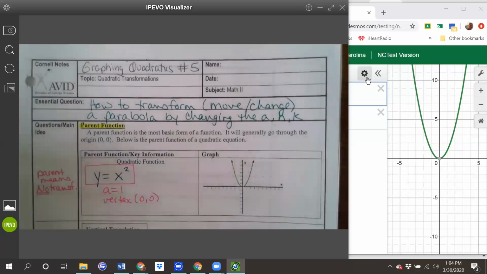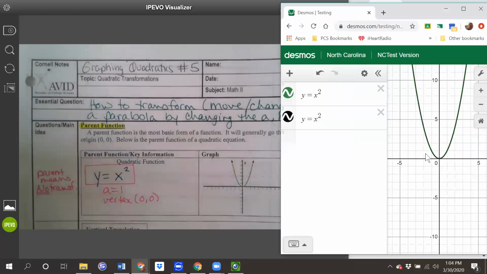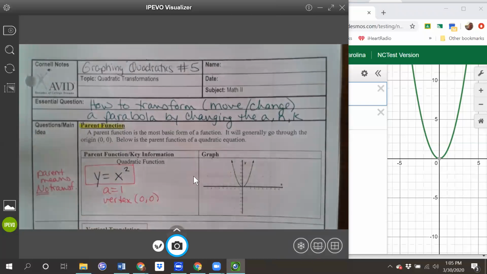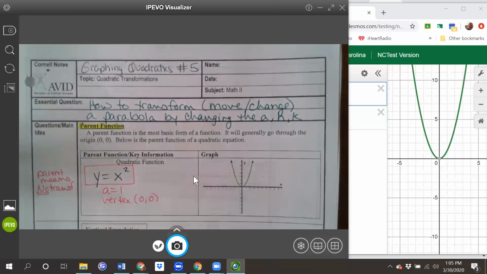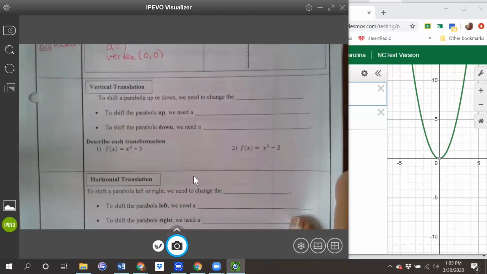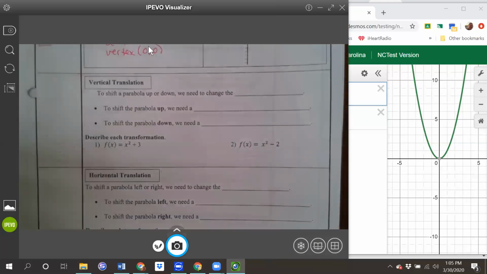On my Desmos graph here, I have the parent function of a quadratic, y equals x squared. And what we're going to do is play around with the different variables a, h, and k, and figure out what messing with those numbers actually does to our graphs.